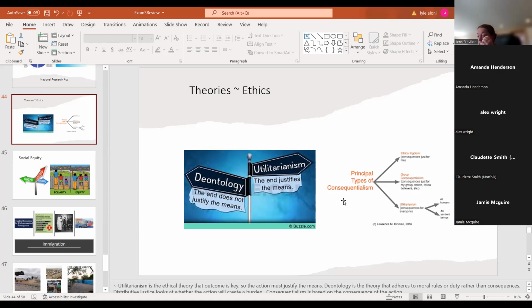All right, if we were looking at the utilitarianism theory, what is it that we're going to be focusing on? What's the basis for this? The ends justify the means. Mm-hmm. Good. For the greater good, good.